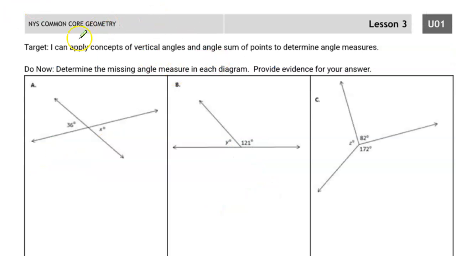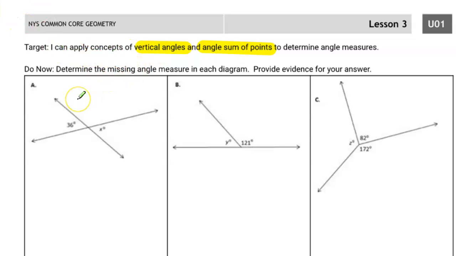In this case, the learning target is I can apply concepts of vertical angles and angle sum of points, remember that's ASOP, to determine angle measures. Just like with complementary and supplementary angles, we're going to be identifying relationships within sets of angles and trying to use those relationships to figure out the answers to the questions.